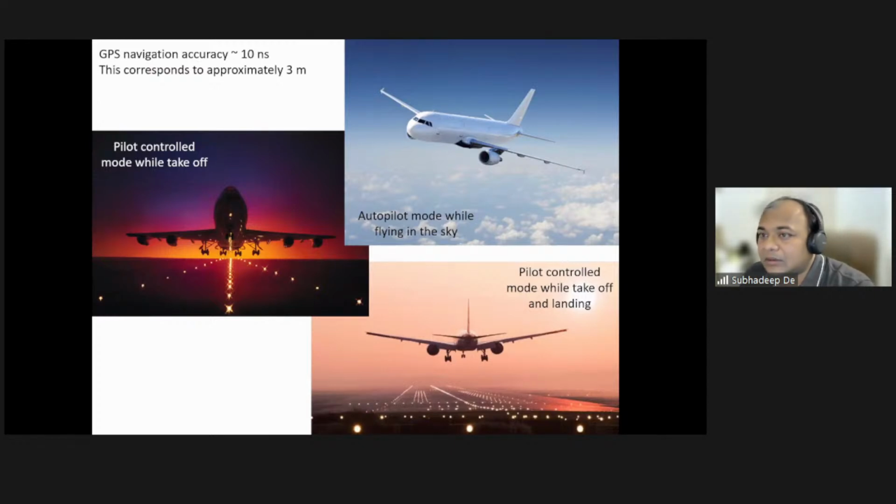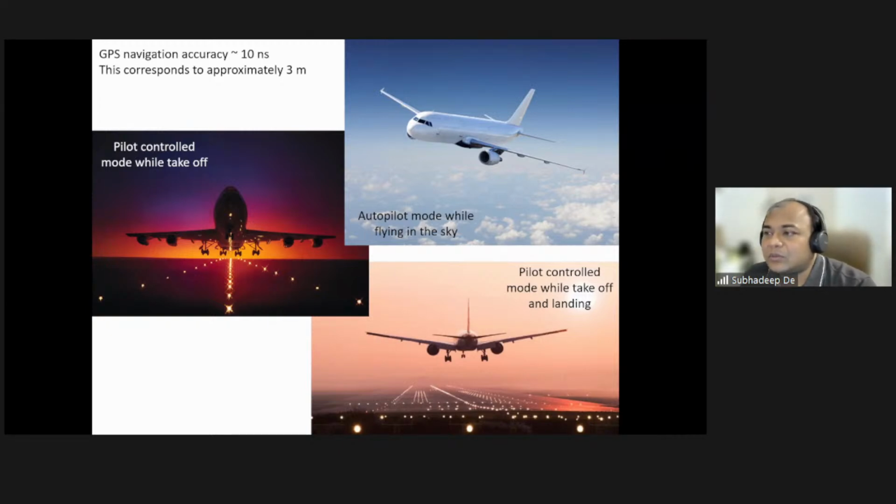Hopefully you have traveled by flight. If not, just believe me that whenever a flight takes off or is landing, during these two times it never works in autopilot mode. It's always the pilot actually handling the flight by himself, in manual mode, even now. But whenever it's flying in the sky, many times it's in autopilot mode. So basically the pilot just has to monitor that things are working. Everything is automated to remove human errors.